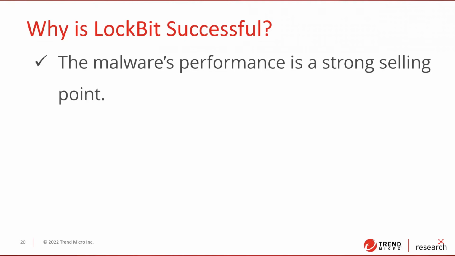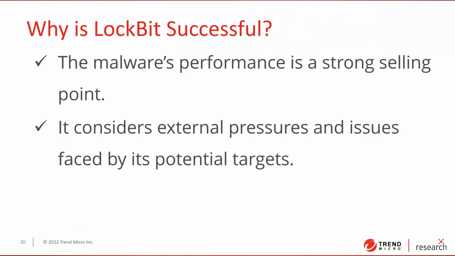The second thing is it considers external pressures and issues faced by its potential targets. Again, as a ransomware as a service utilizing affiliates, they are going to look at who to target. In this case, we see them doing a lot in the U.S., targeting lucrative targets with chances of getting a successful payout. They look at the different industries and which ones would more likely pay. So they do their due diligence in terms of who to target.